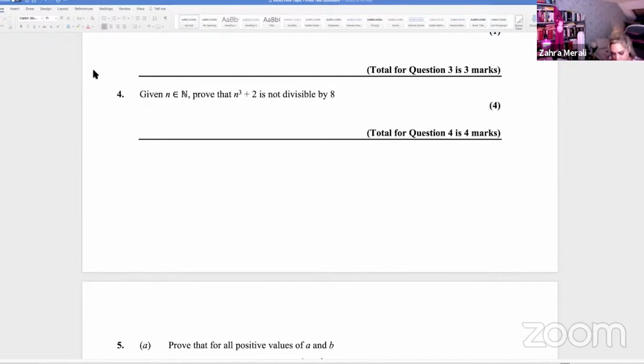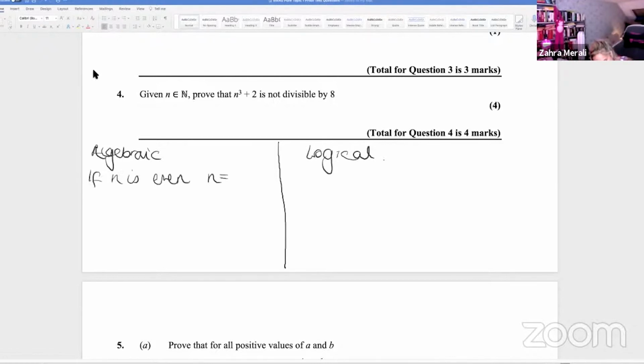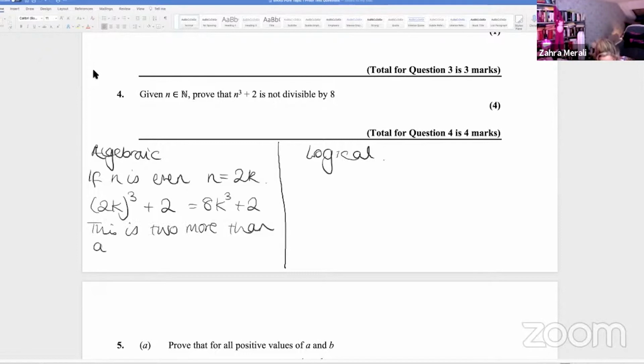So we're again going to do it both ways. So let's take it algebraically to start. If you like, this is your algebraic version, and then we've got a logical version. Right. So if n is even, n equals, let's say, 2k. So we're going to get 2k cubed plus 2. 2 cubed is 8. So we're going to get 8k cubed plus 2. And we're going to say this is 2 more than a multiple of 8.